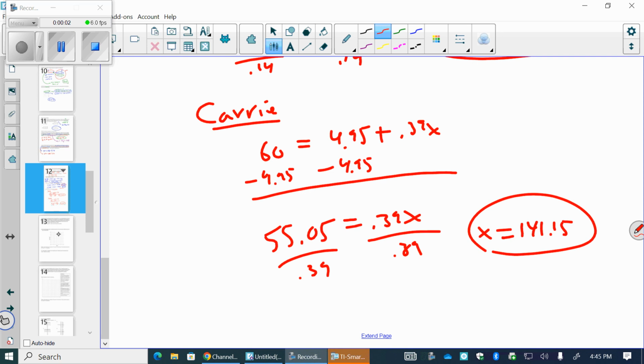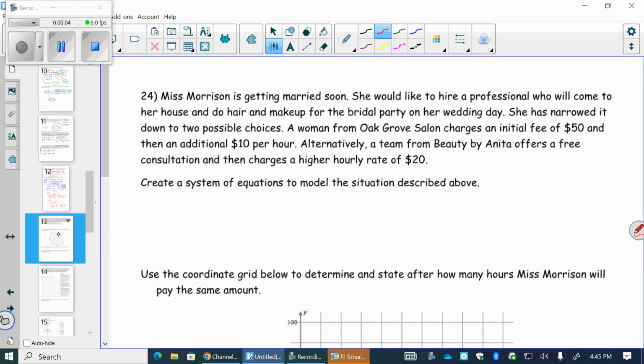So let's continue. On to the next problem here. Miss Morrison is getting married, and soon she would like to hire a professional who will come to her house and do her hair and makeup for her bride. She's narrowed down to two possible choices. There is this woman from the Oak Grove Saloon, and then alternatively you have Beauty by Anita.